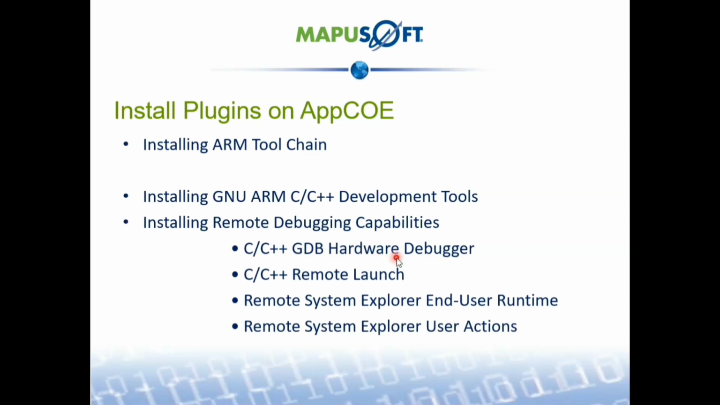One is GDB hardware debugger, and then a remote launcher, and then remote system explorer for the end user runtime, and remote system explorer for the user action. So make sure you install all these tools and plugins correctly to use your Raspberry with AppCo.